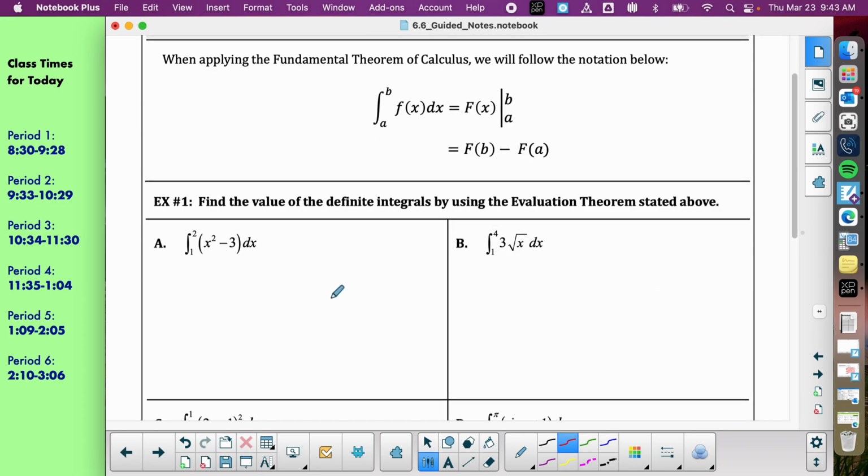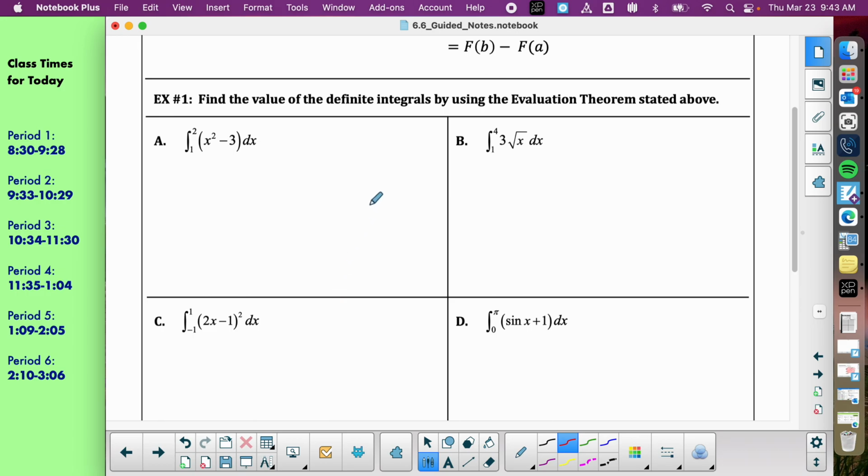Okay, let's try to do one here. Noah, who are you calling on? Carol. Okay, so what I was hoping you could help me do first, Caroline, is integrate x squared minus 3.